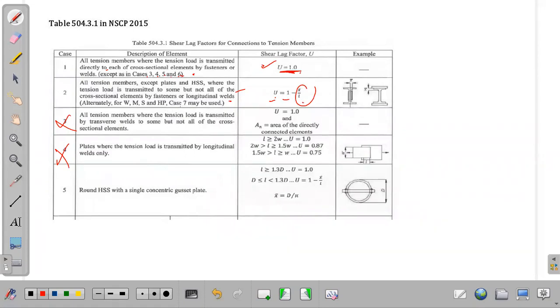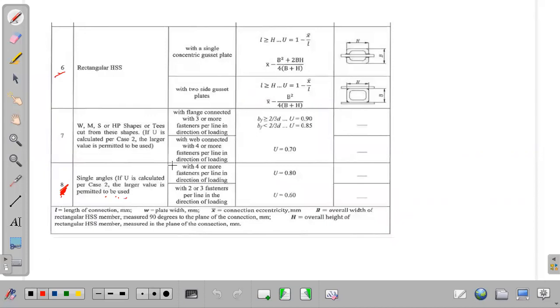Sabi nito, case 7 may be used. Tignan natin yung case 7. Okay. So ito, sa case 7. So pagka sinolve nyo yung case 2 tapos case 7, i-compare ninyo yung value. Sabi dito, the larger value is permitted to be used. So you compare yung case 2 dito sa case 7.